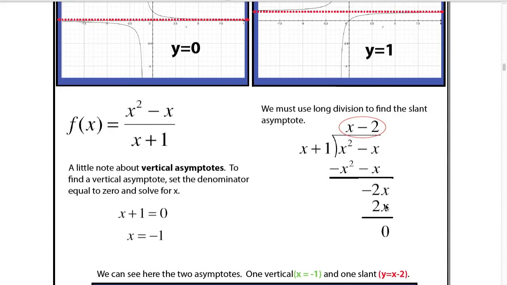Because the slanted asymptote doesn't really take into account the remainder portion. So I just stopped right there because that was going to be a remainder. My slanted asymptote is going to be x minus 2. Okay?